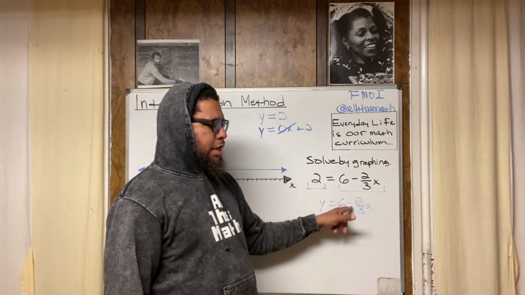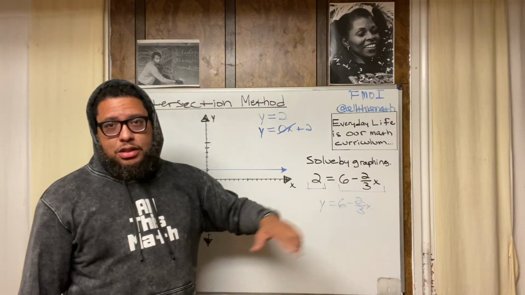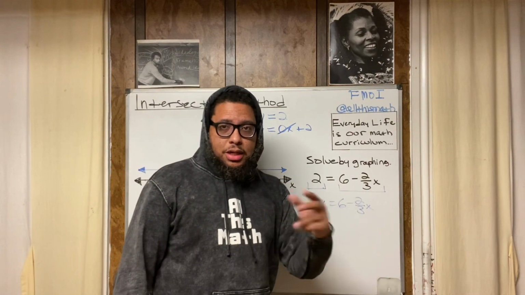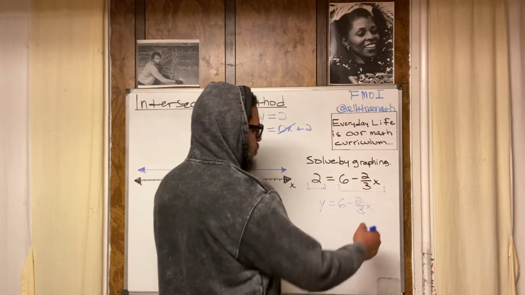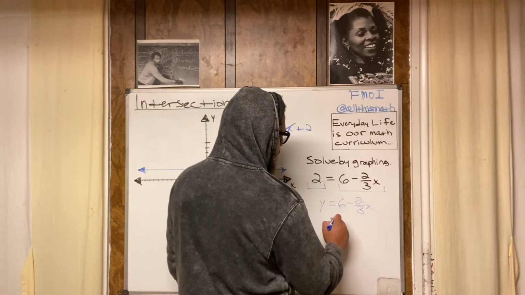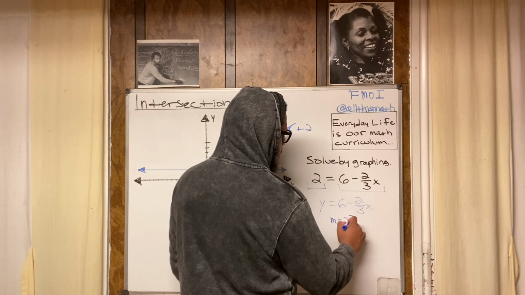Now you might be saying, but that's a minus sign though. Yeah, plus a negative is the same thing as regular subtraction. All right. So now, what's my slope? My slope is negative 2/3.